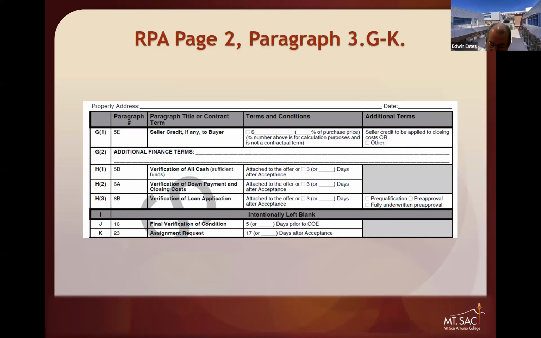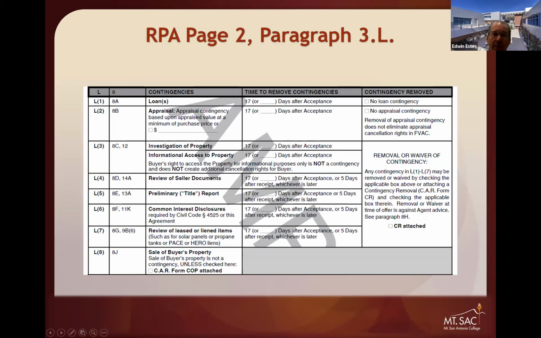Okay, so let's move ahead, and we're into paragraph L. And this is where we're talking about the loan now and other contingencies.